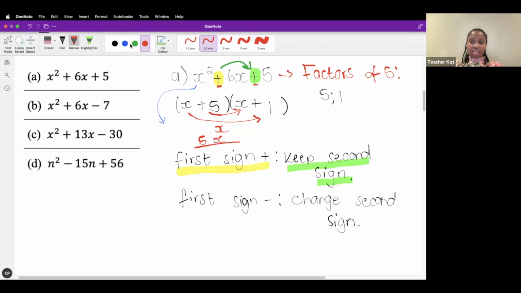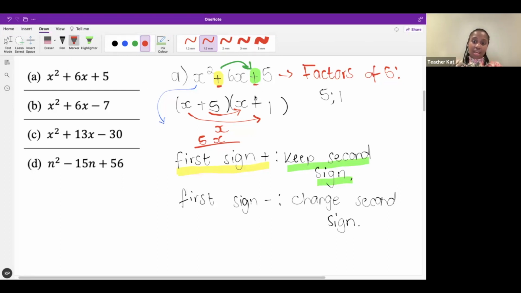1x plus 5x. Do they give me 6x? Thank you. So that means I have used the correct factors, and those are my 2 brackets.